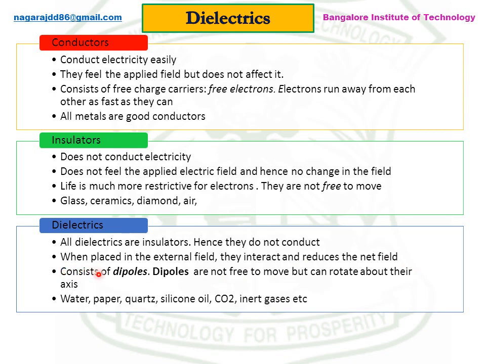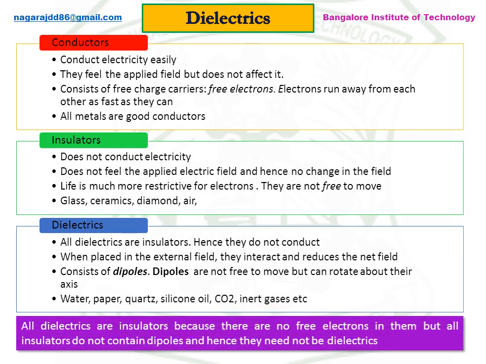Dielectrics are made up of dipoles, so they consist of dipoles. Dipoles are not free, meaning they are not as good as free electrons. They are not free to move, but they can rotate about their axis. Water, paper, quartz, silicon oil, carbon dioxide, inert gases, etc. are dielectrics. See this. I said all dielectrics are insulators because there are no free electrons. But all insulators are not dielectrics because they do not contain dipoles. Hence, they need not be dielectric. So, we can say all dielectrics are insulators, but all insulators are not dielectrics.